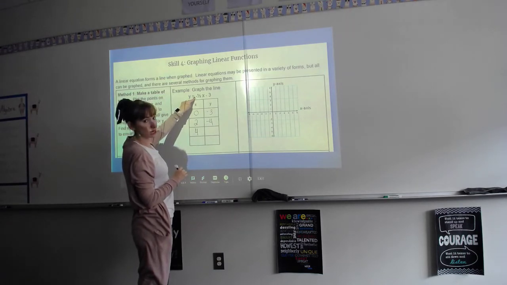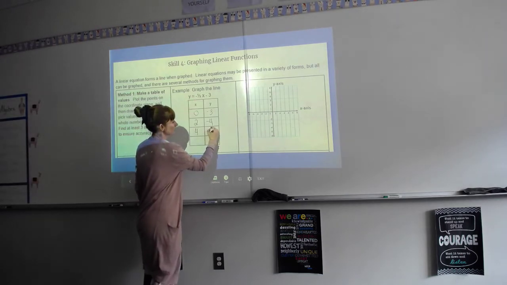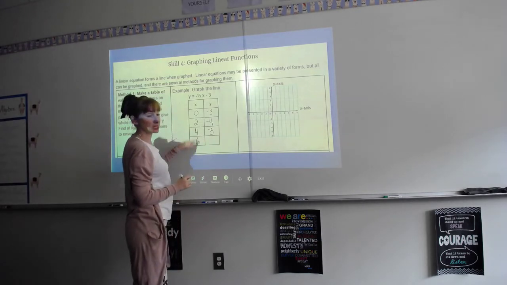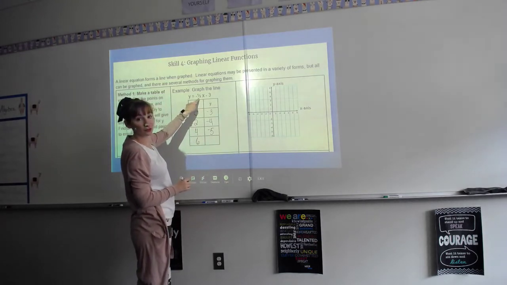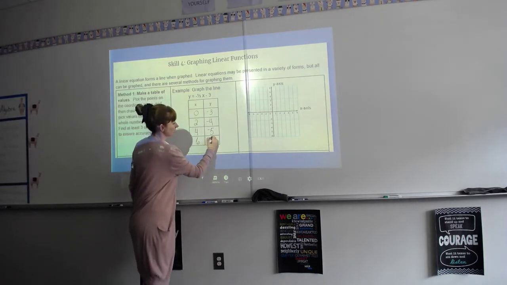Negative 2, because it's a negative 1/2. Negative 2 minus 3 gives us negative 5. And then finally, let's plug in positive 6. Positive 6 times negative 1/2 gives us negative 3. Negative 3 minus 3 gives us negative 6.